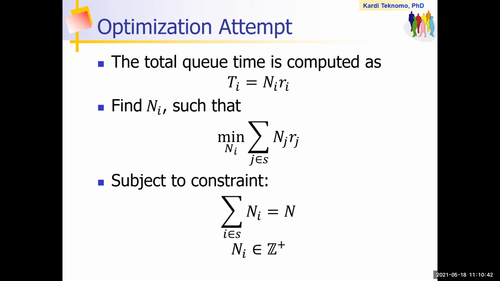Let's try the total queuing time as our optimization. What will happen? The total queuing time will be n times r, right? n is the number of customers per server, r is the service time. Can you solve this using Solver with this optimization? Okay, make it. I will wait.